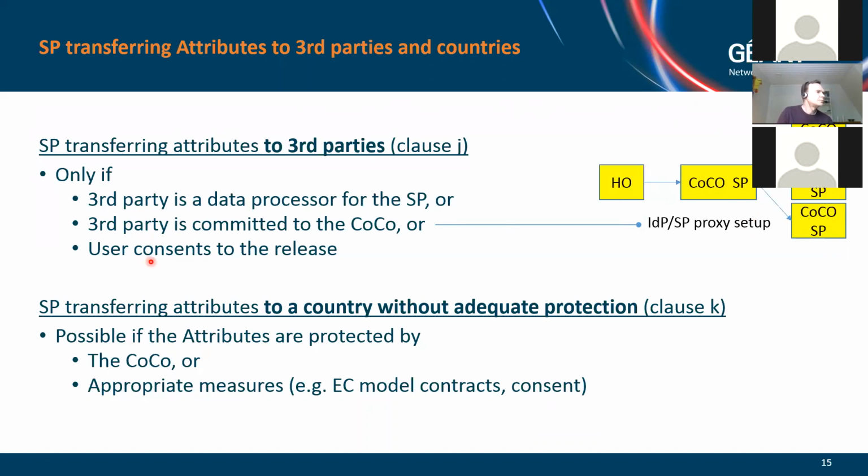It is also possible that the attributes are released from the EU or EEA or countries with adequate protection to those countries or international organizations who don't provide adequate protection. And that is possible if the transfer is protected by the COCO, so the receiver of the transfer is committed to the COCO, or other measures which are adequate according to the GDPR, such as the model contracts or standard contractual clauses that the European Commission publishes, or consent, if that's applicable.